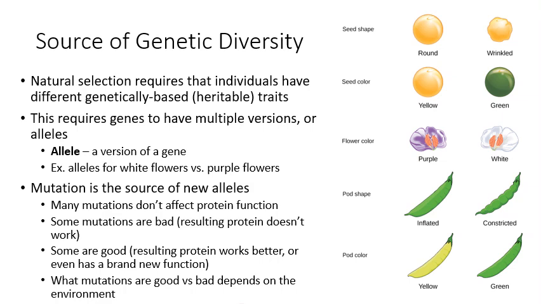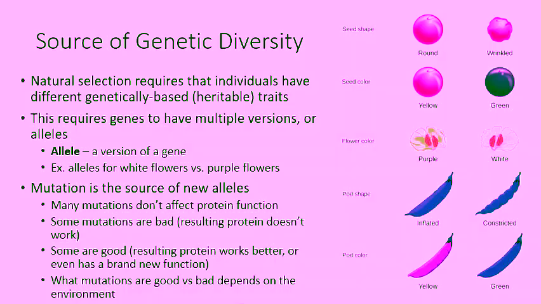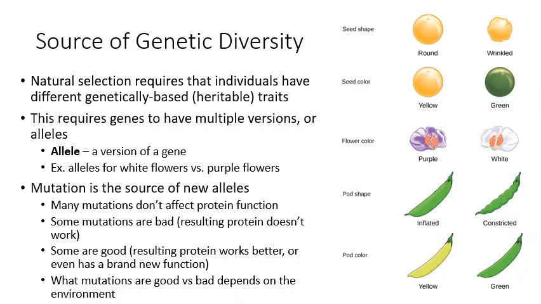So those are the sources of Darwin's inspirations for the theory of evolution. We'll talk about the evidence that supports evolution in a moment. First, we'll talk about where genetic diversity comes from, and it comes from mutations.